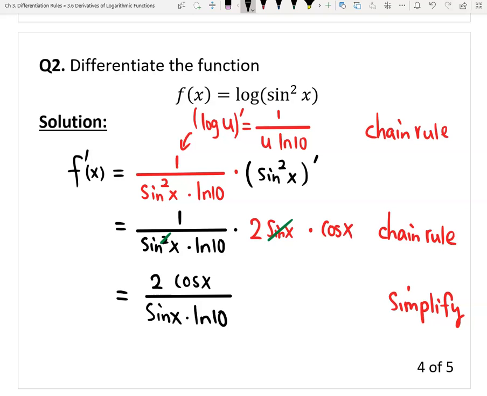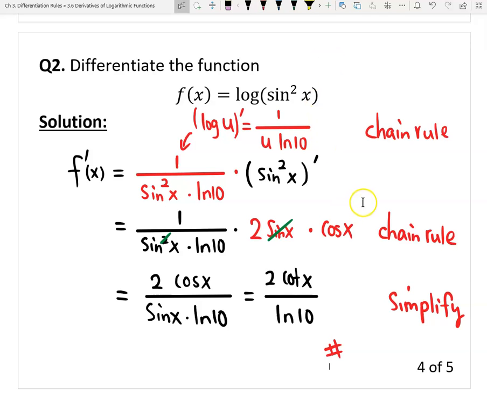Can you see, very similar? Now we can simplify a little bit, because cosine over sine is cotangent. So the final is like this: 2 times cotangent x, and the bottom is ln at 10. This is the final answer for this question.